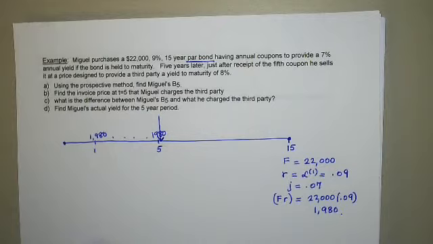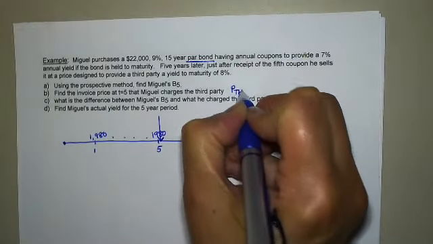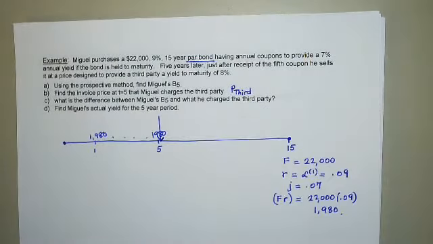Okay, so I'm here selling this bond. And then they're asking you, using the prospective method, find Miguel's B5. Find the invoice price at T equals 5 that Miguel charges the third party. That's the price to the third party. What is the difference between Miguel's B5 and what he charged the third party? And find Miguel's actual yield for the 5-year period.